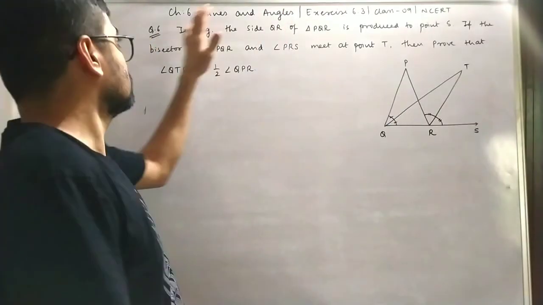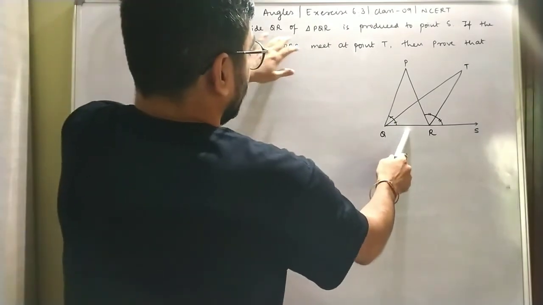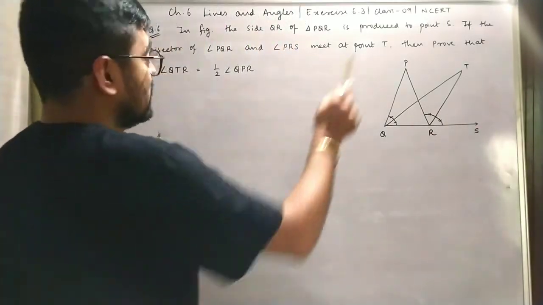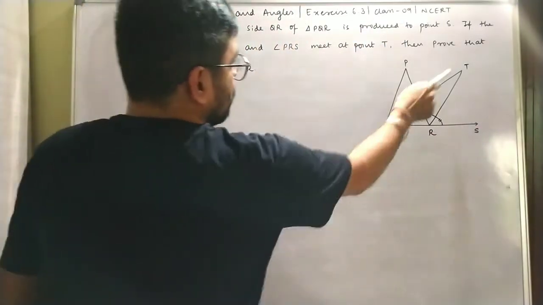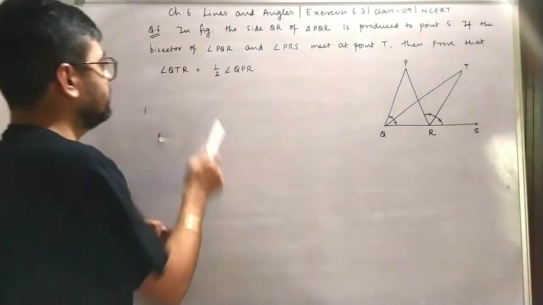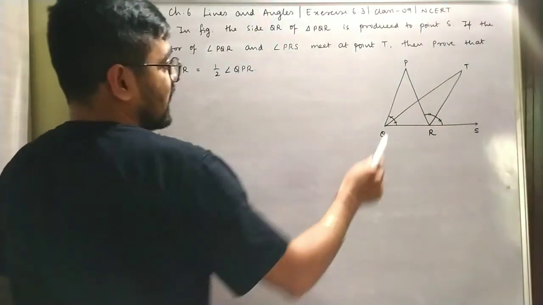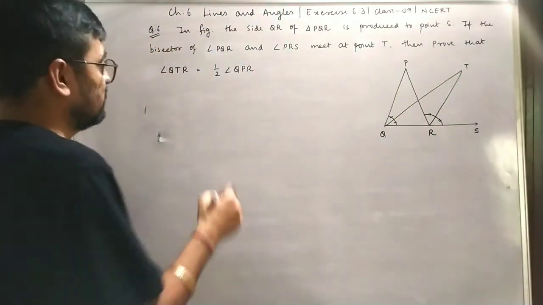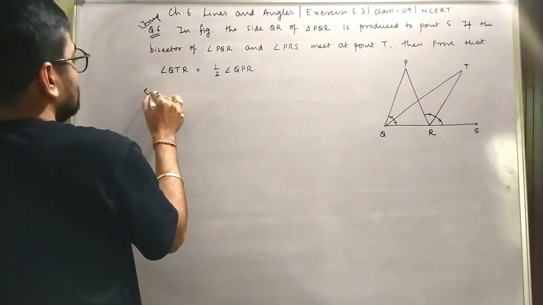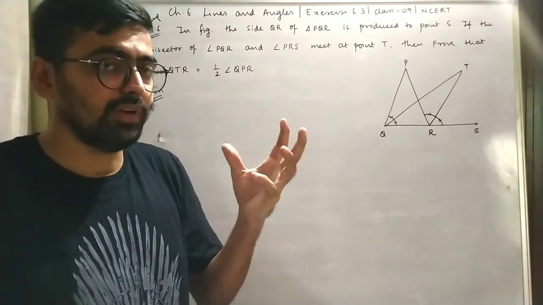Now let's have a look at question number 6. In the figure, the side QR of triangle PQR is produced to point S. If the bisectors of PQR and PRS meet at point T, then prove that angle QTR is half of QPR. Now it's a very fine problem and I will consider this as important as well, because in this particular problem you need to think in a different way.